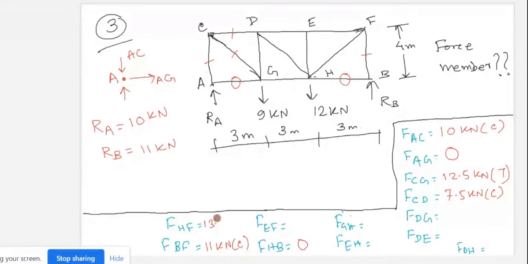Yes, sir, 10 tensile, and FEF is 8.25 kilonewton compressive. You are saying EF, right? Yes sir. EF, did you say compressive or tensile? Compressive. Good. So EF done, HF done. Then go for point E, it will be easy, as only two member forces are unknown.